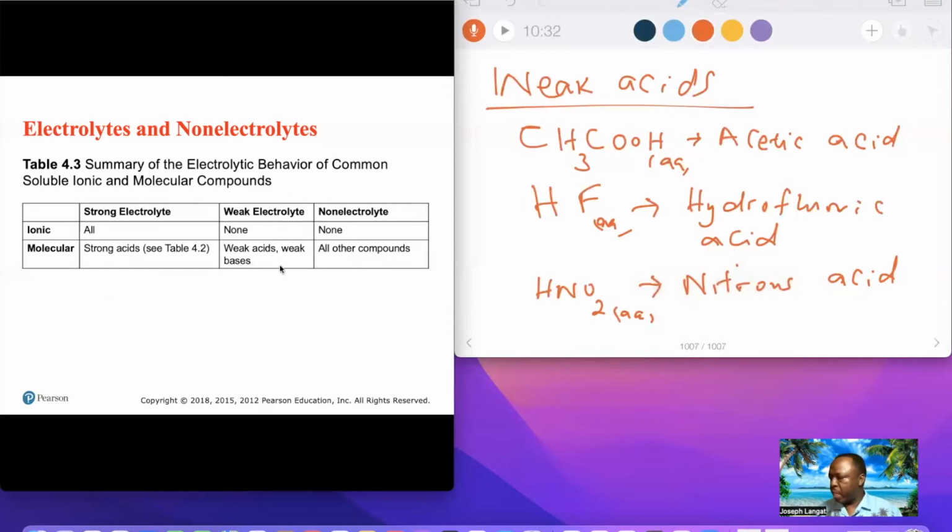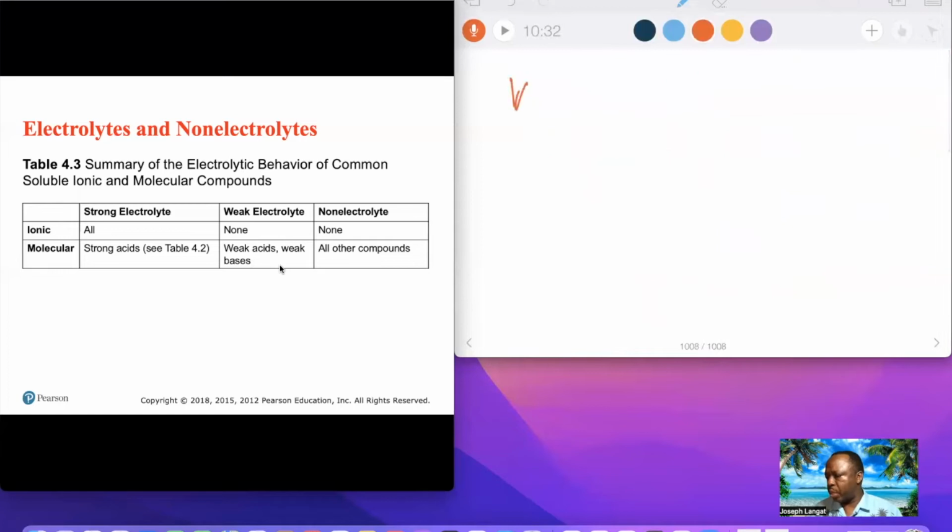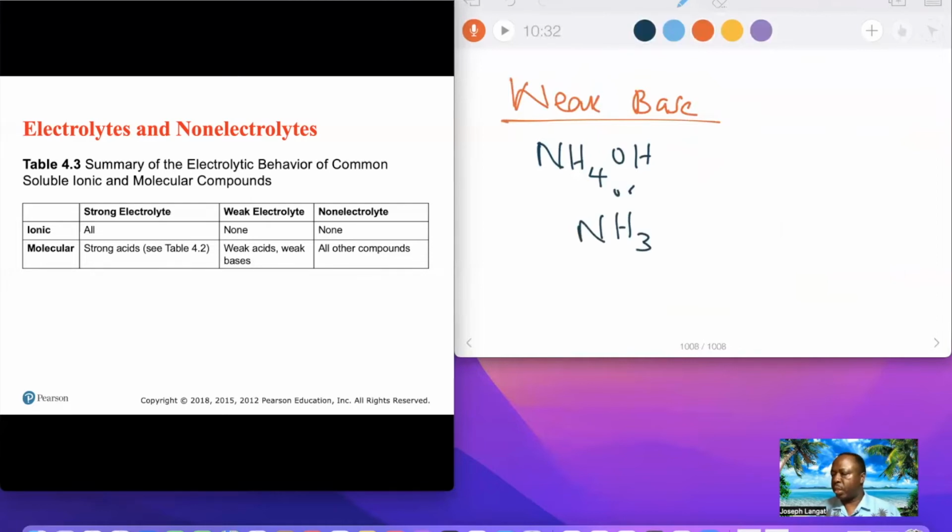And then there are weak bases. This includes ammonia, NH3, or ammonium hydroxide. It's the same thing: ammonia gas dissolved in H2O produces ammonium hydroxide, and it's a weak base.